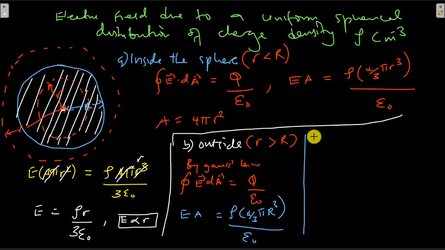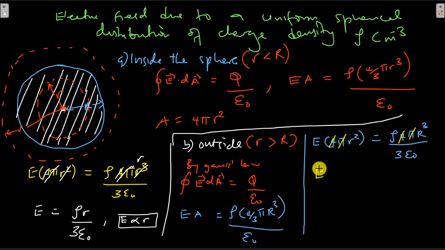The area, as previously, the area of the Gaussian surface is 4 pi r squared. The small r is for the Gaussian surface, not for the sphere, equals rho times 4 times pi r cubed divided by 3 epsilon naught. Okay, some nice terms are cancelling out here. 4 pi. What do we have left?